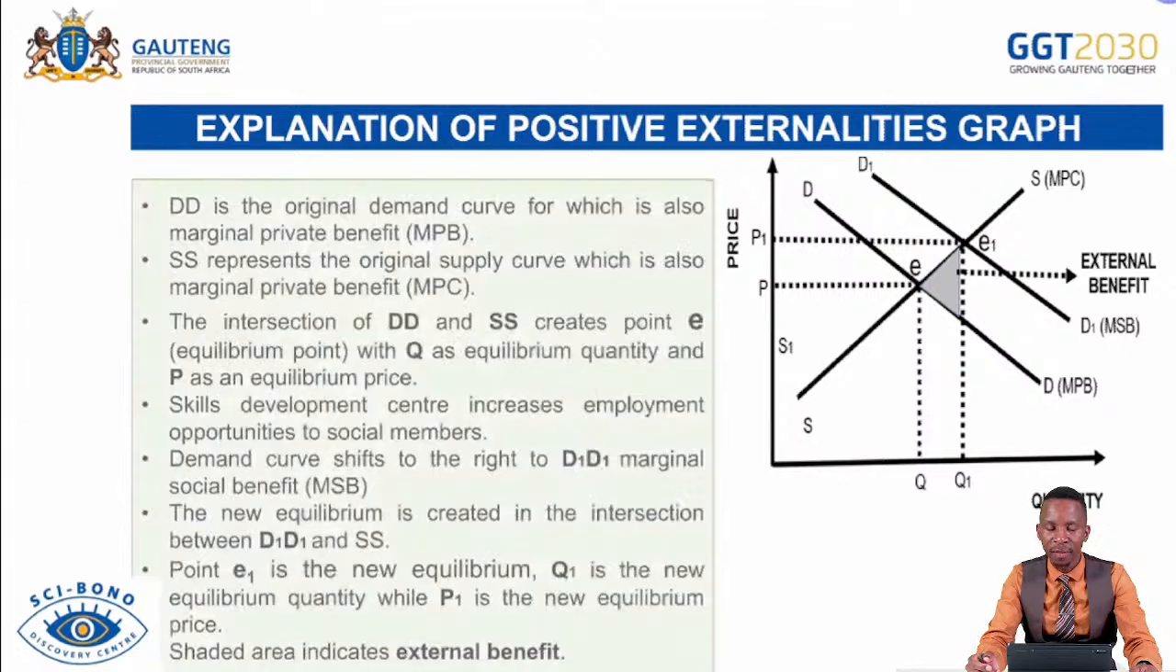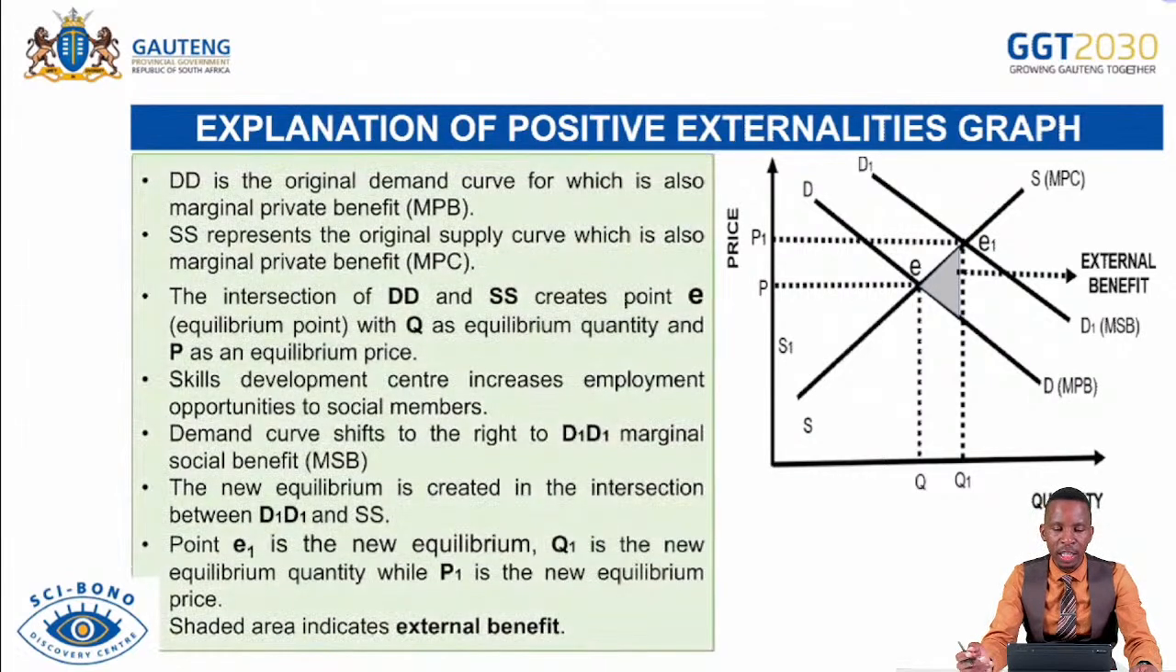The same graph is here. DD is the original demand curve. SS represents the original supply curve. The intersection of DD and SS creates the equilibrium, which is point E here. P is the equilibrium price, and Q is the equilibrium quantity.